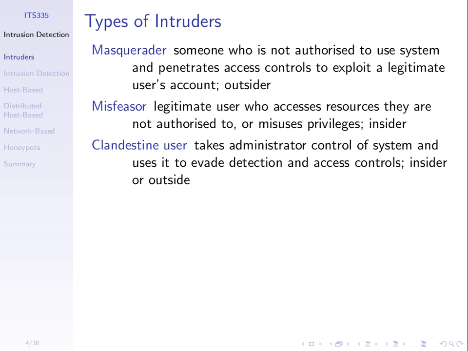A clandestine user is someone, either insider or outsider, who takes some control of the system or gets some extra privileges and tries to evade detection. Okay, tries to hide.